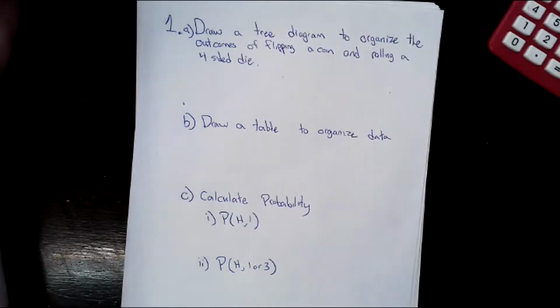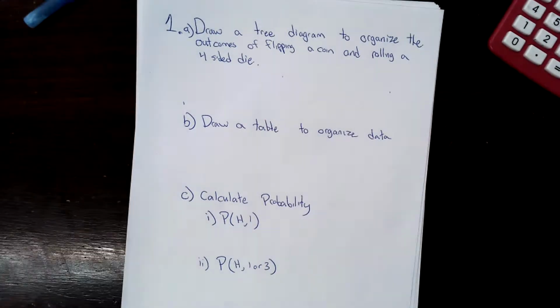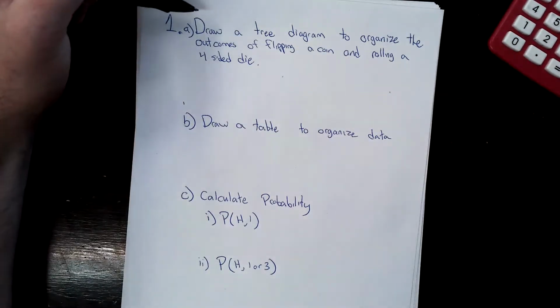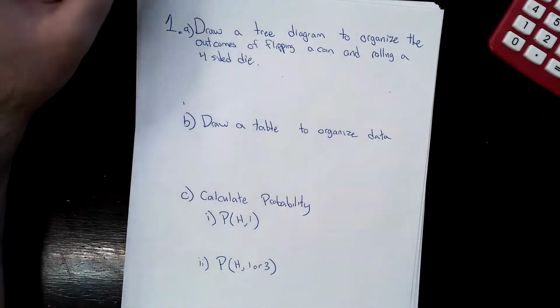Hey folks, what we're going to look at today is organizing data and probability, and how to calculate probability from data that we've organized. So here I've just given a question. It says, draw a tree diagram to organize the outcomes of flipping a coin and rolling a four-sided dice.